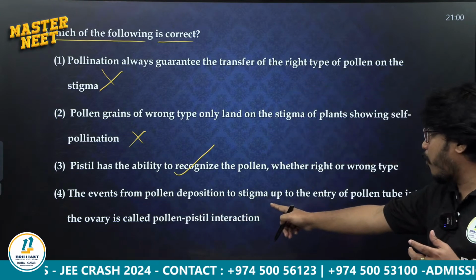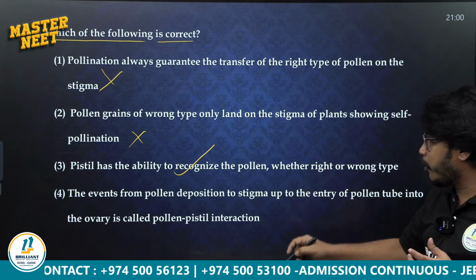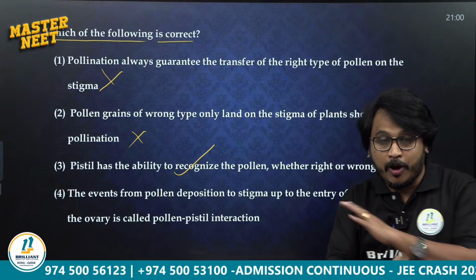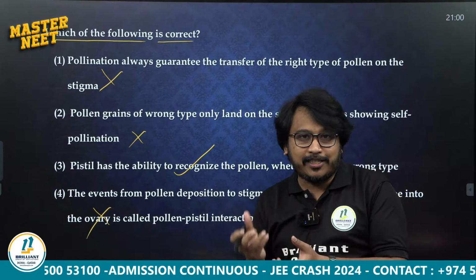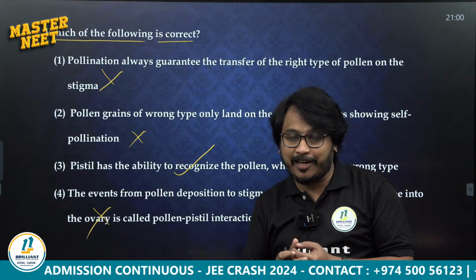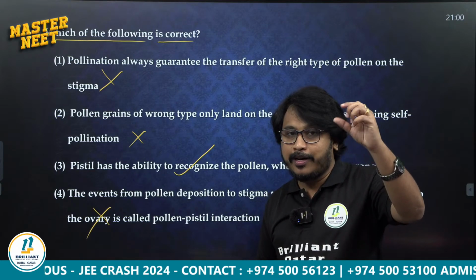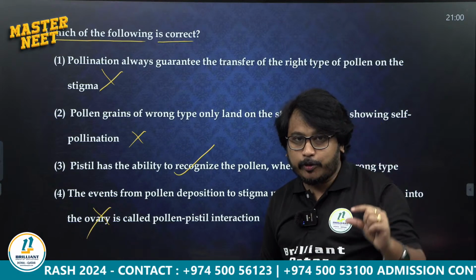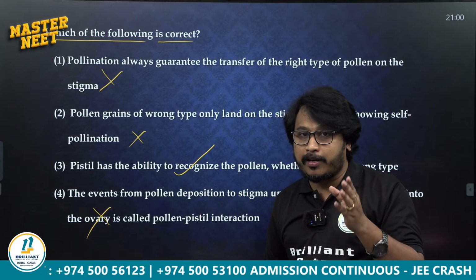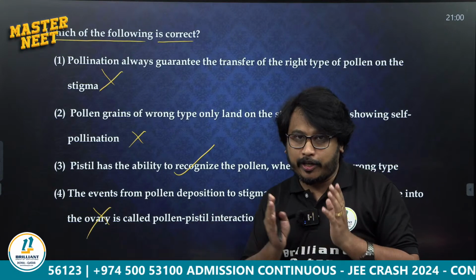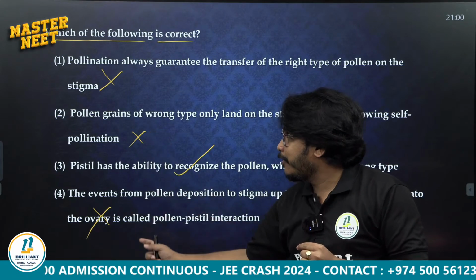Then the events from pollen deposition on the stigma up to the entry of the pollen tube into the ovary is pollen-pistil interaction. No, it's up to the entry into the embryo sac that is considered as pollen-pistil interaction. So a pollen-pistil interaction question is coming in the board. You should also remember it's starting from the stigma up to the entry of the pollen tube into the embryo sac. That much is actually called pollen-pistil interaction. It's not up to the entry of the ovary. It's into the ovule, into the embryo sac. So that's all about this question.